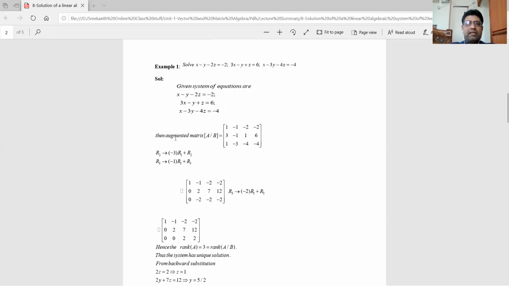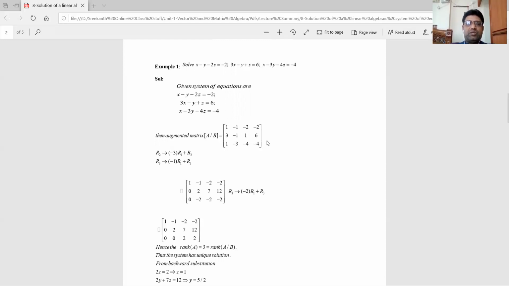First, here we are writing the augmented matrix. So what is the augmented matrix? The B vector you must augment with matrix A. So A is here 1 minus 1 minus 2, 3 minus 1 1, 1 minus 3 minus 4, and the column vector of constants is minus 2, 6, minus 4 that we are appending to this matrix. Therefore this resultant matrix we are calling the augmented matrix. Now this augmented matrix also contains the coefficient matrix.